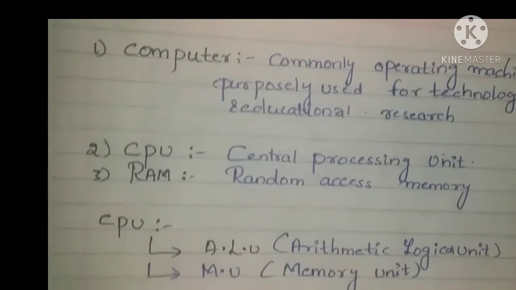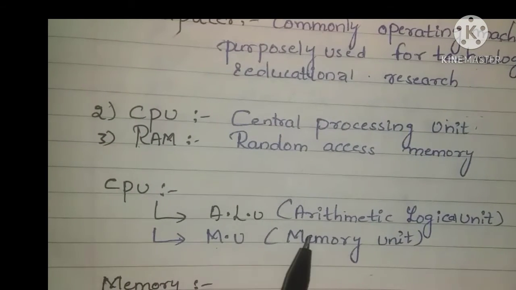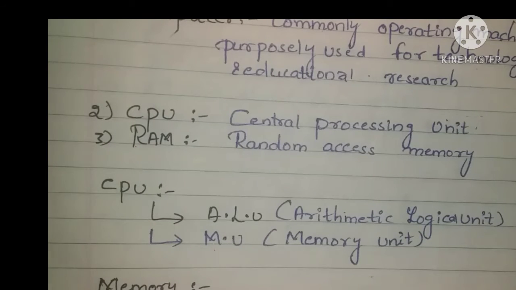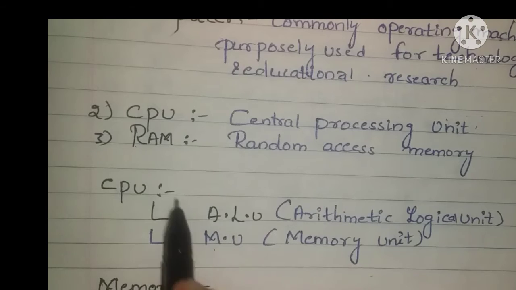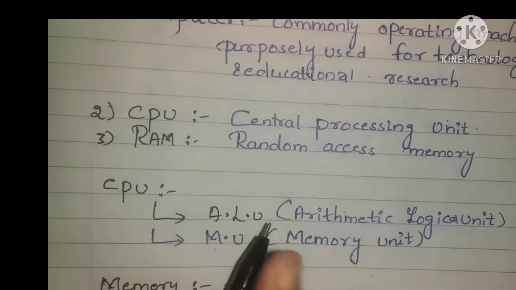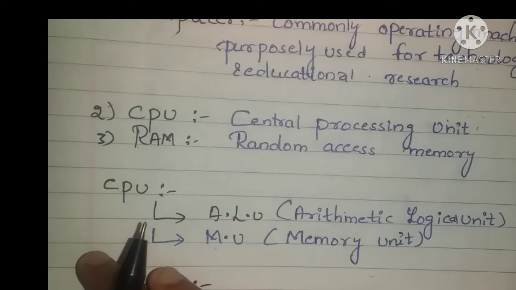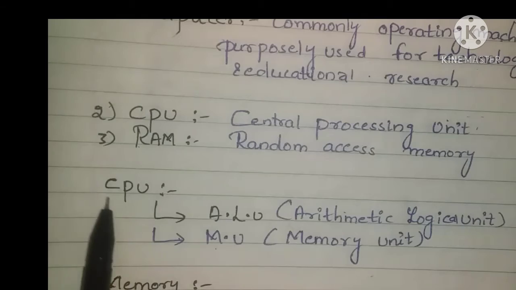So CPU is again divided into two, that means arithmetic logical unit and memory unit. The complete process which is happening in the system or PC or computer, it's all because of this CPU, because whatever the data we are giving through the input, we are getting on the output through the monitor. The internal calculations or the logical functions all completely together are happening in this CPU.